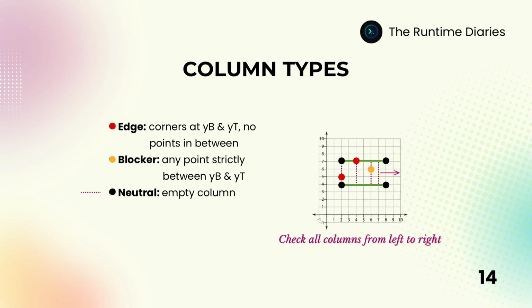Inside a fixed horizontal band, each column of points can be categorized into 3 types. 1. Edge columns. They have a point at Y bottom and a point at Y top, and nothing in between. These can serve as vertical boundaries for rectangles. 2. Blocker columns. They have any point that sits between Y bottom and Y top. Those are walls that stop rectangles. 3. Neutral columns. They don't have any points in this Y range at all, just empty space. Once we see it this way, we can process columns much faster.